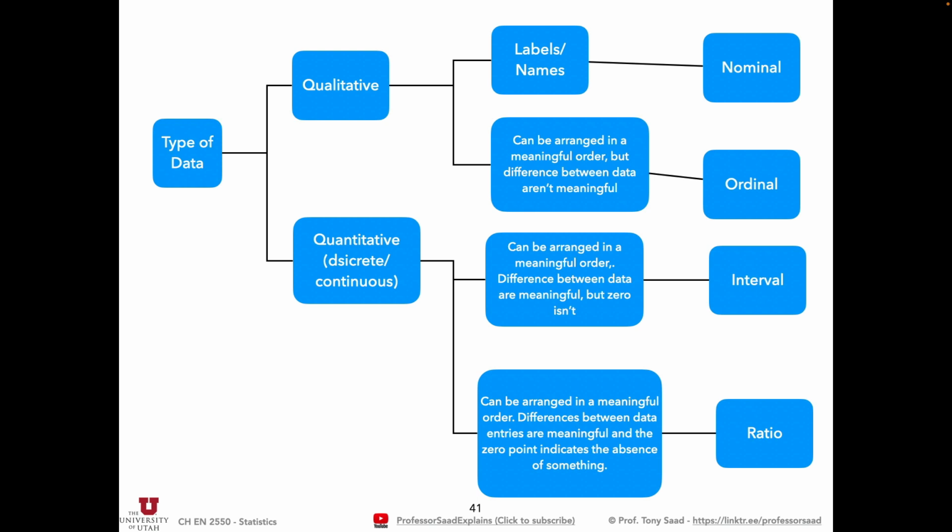And to try to summarize kind of where we rank. So given type of data, you have qualitative and quantitative. For qualitative, you have nominal and ordinal. And for quantitative, you have interval and ratio. Okay, so you can figure out where you're at. Let's do some examples with this.